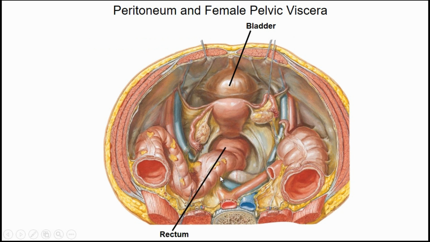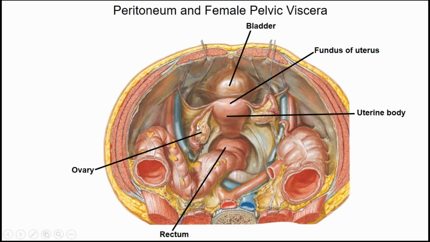So here we can see the rectum, the bladder, and between them we have the uterus. Now the uterus is associated with the fallopian tube and the ovaries. And I want you to note that the ovaries are on the posterior side of the uterus. Now these are all covered by peritoneum, including the ovaries, including the oviducts, and this ligament right here called the round ligament of the uterus, all covered by peritoneum.